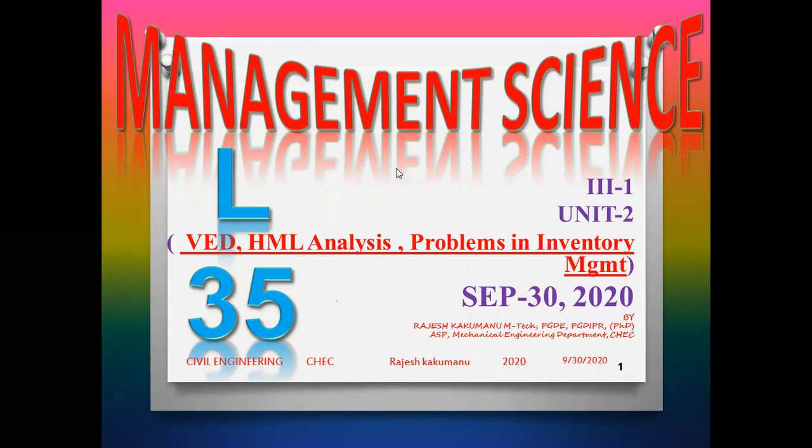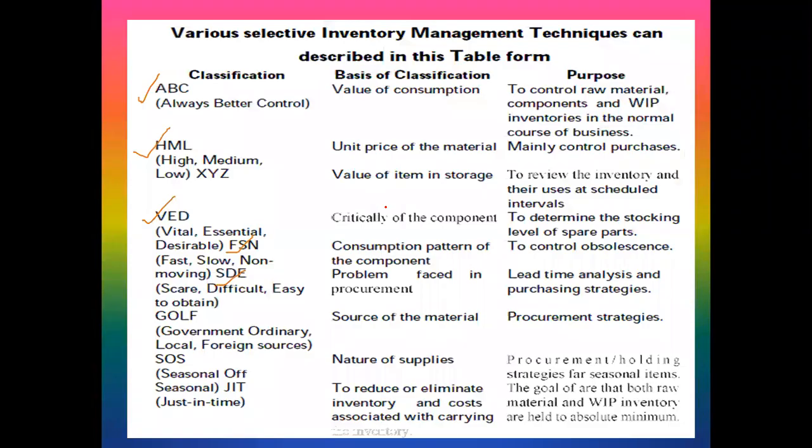In the last class, we discussed the introduction of ABC analysis, why we use ABC analysis, what strategies we follow, and the steps to start ABC analysis. We also discussed a table on how to categorize. In this class, we'll see some problems associated with ABC analysis and the types of ABC analysis, such as VED, HML, FSN, GOLF, SOS, like that.